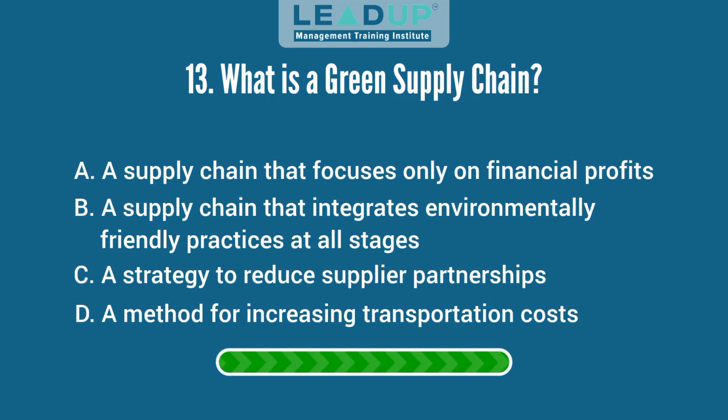13. What is a green supply chain? A. A supply chain that focuses only on financial profits. B. A supply chain that integrates environmentally friendly practices at all stages. C. A strategy to reduce supplier partnerships. And D. A method for increasing transportation costs. Answer: a supply chain that integrates environmentally friendly practices at all stages.